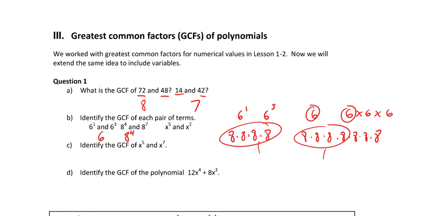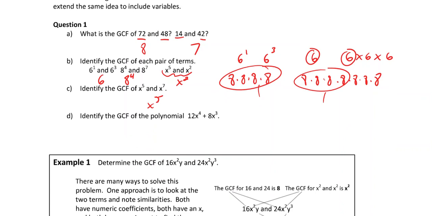So in this next one, what would the greatest common factor of x to the 5 and x to the 2 be? x to the 2, the smallest one, right? It's got to go into both. Yeah, so x to the 2. Okay, so then we'll just do it again. Identify the greatest common factor of x to the 5 and x to the 7. It would be x to the 5. Okay, now we can do it with numbers and letters.